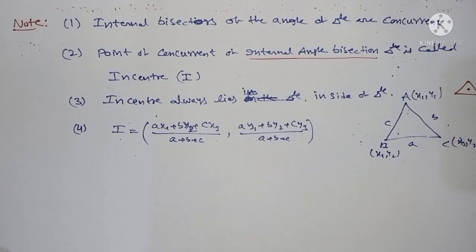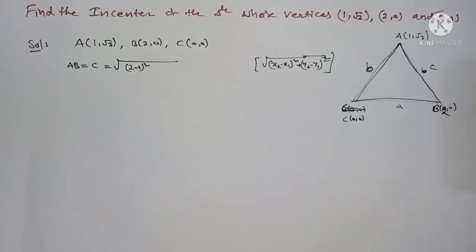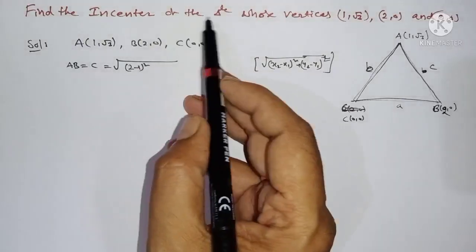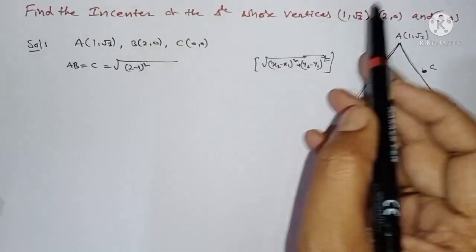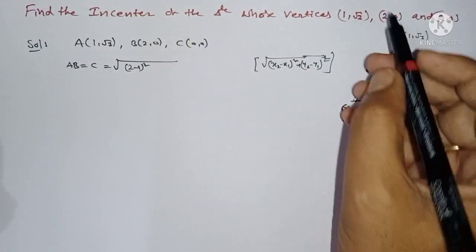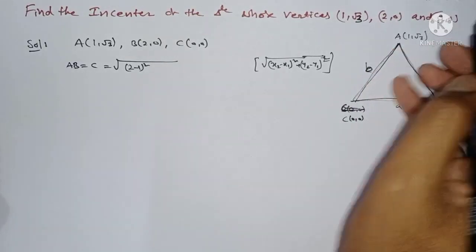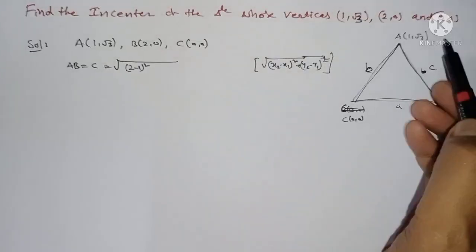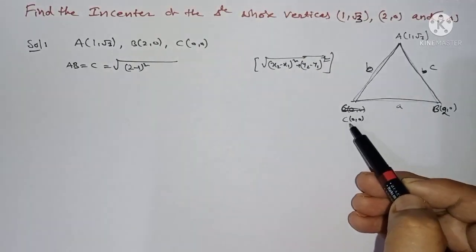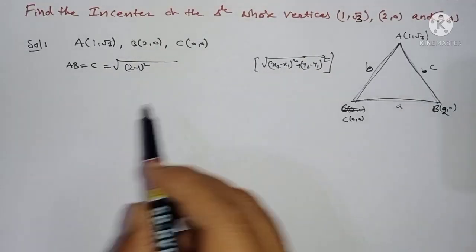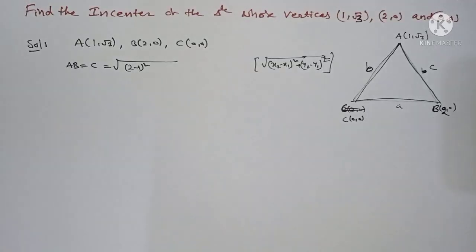See one problem on this method. Find the incenter of the triangle whose vertices are given: A is 1 comma root 3, B is 2 comma 0 and C is 0 comma 0. Therefore I am writing it here.